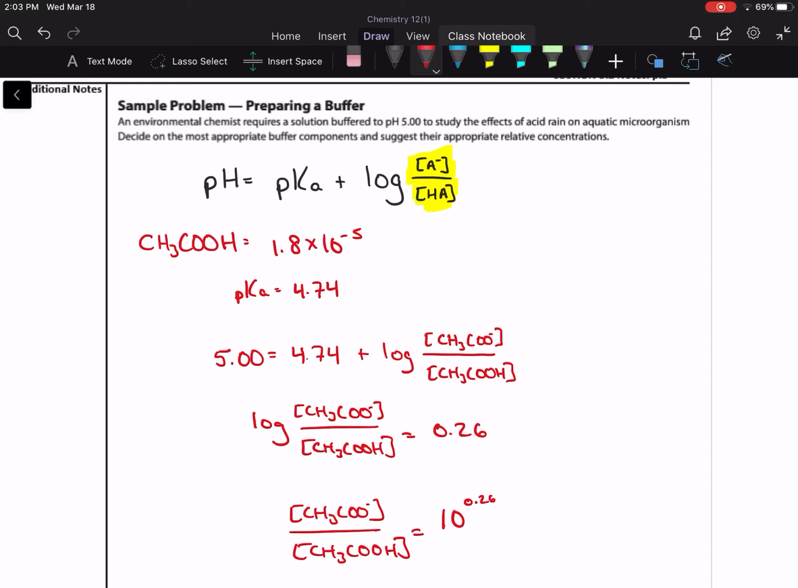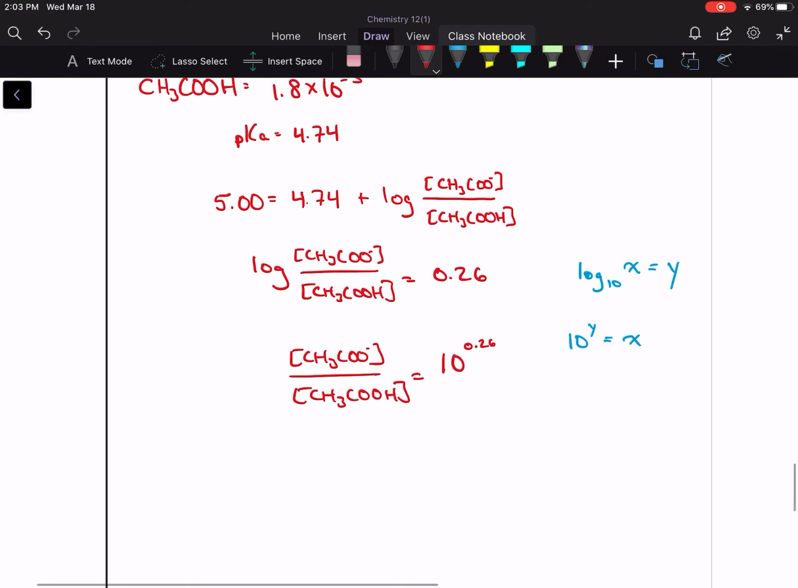Okay, so a reminder here that if I have log base 10 of x equaling y, then that says that 10 to the y should equal x when I change form. So that's how I'm doing that there. Okay, and so that means that ratio is equal to about 1.8.